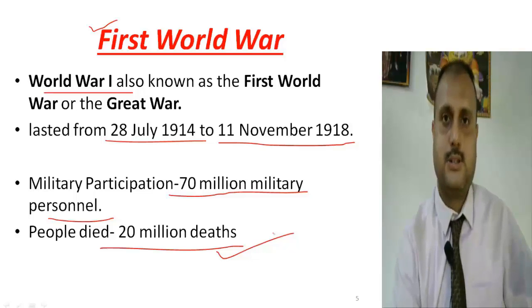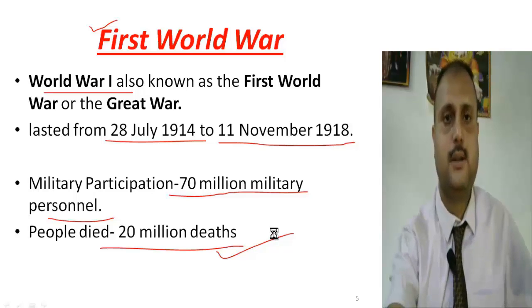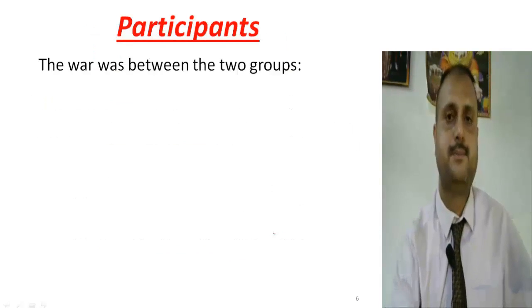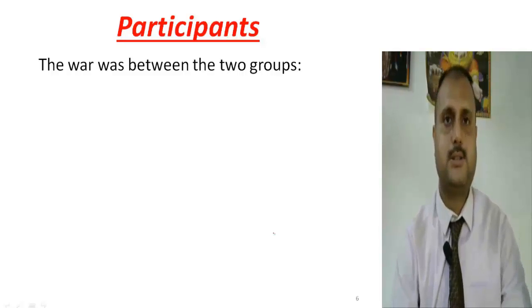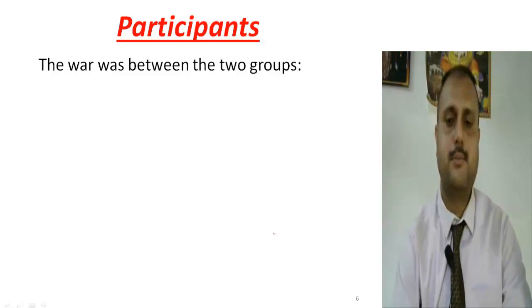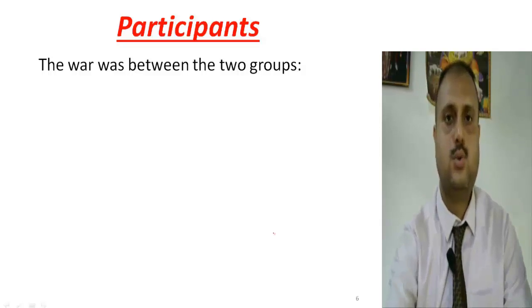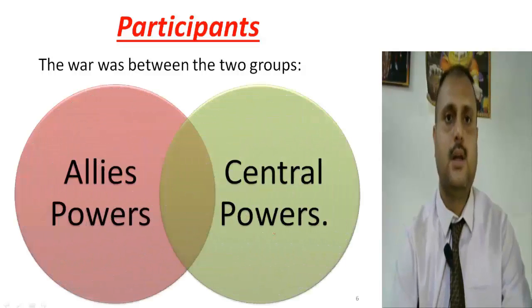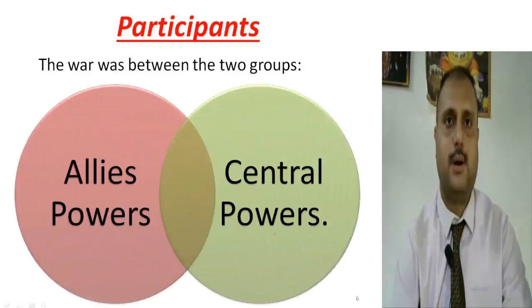Many reasons were responsible for the First World War. We will discuss each cause one by one, so let's begin. If we talk about participation, there were mainly two groups who participated in the First World War: the Allied Powers and the Central Powers. These are the two main groups between whom the First World War was fought.